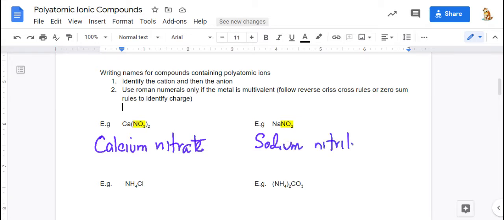Nitrite. So when you write names, you identify the cation and then the anion. If you have Roman numerals, then you have to use the reverse crisscross or the zero sum to identify the charge. But you're going to need the table to start with if you're unfamiliar with your polyatomic ions.